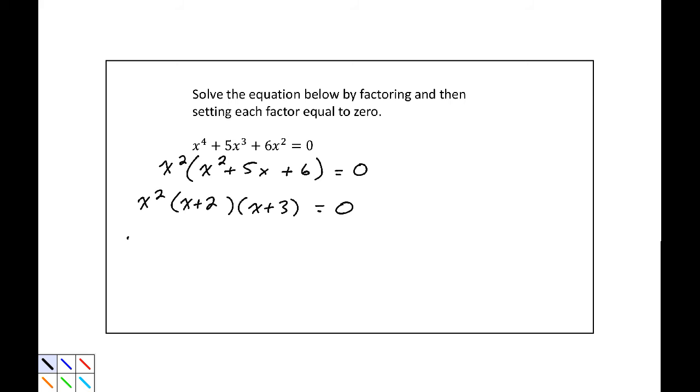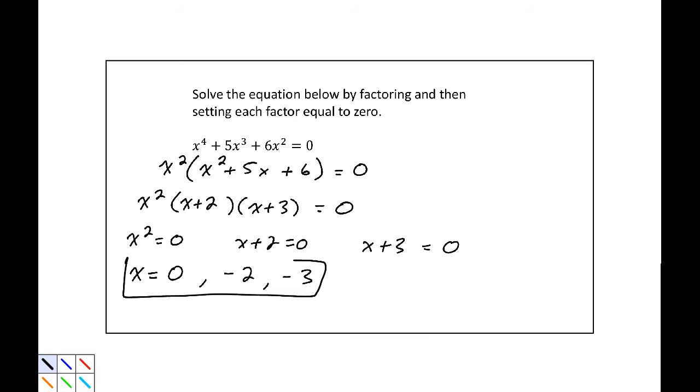Now setting each of those equal to 0, x squared equals 0, x plus 2 equals 0, or x plus 3 equals 0, tells us that we have x equals 0 for the first, x equals negative 2 for the second, and x equals negative 3 for the third. So those are the solutions to that polynomial equation. We'll see later that that equation really could have up to 4 solutions. There are actually only 3 distinct ones.